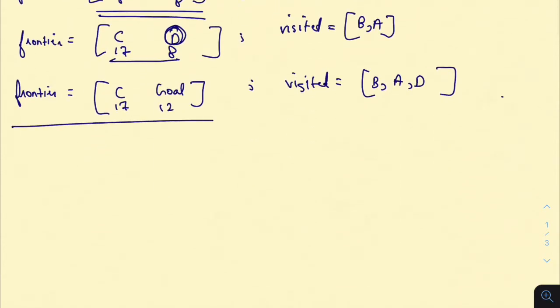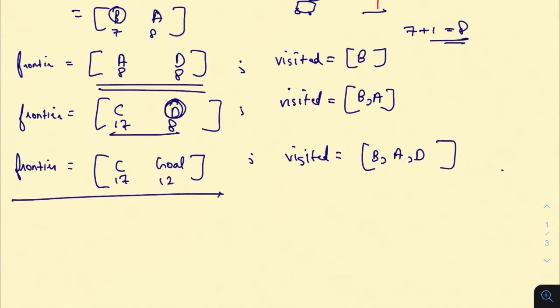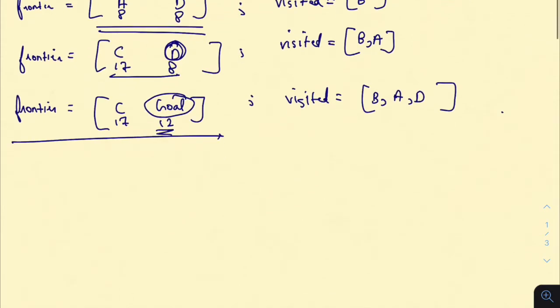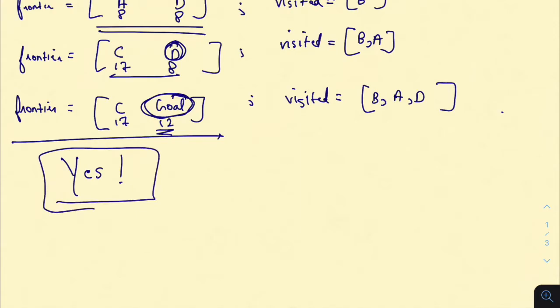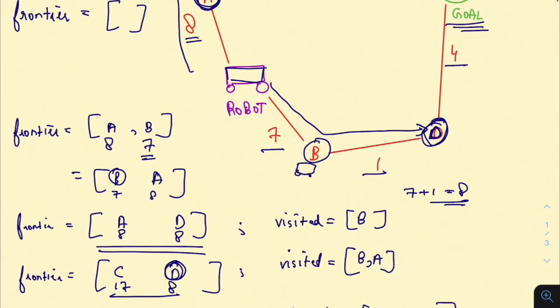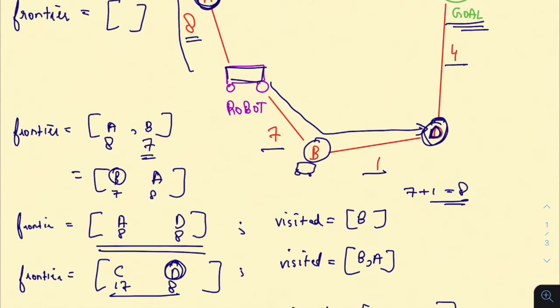Now I again begin with the frontier and I see which node has the lowest cost. So now the goal node has the lowest cost of 12, and I check if this node is the goal, and the answer is yes, it is the goal. And since it is the goal, I declare that I have reached the goal and there's no need for expansion. So this is the optimal path for the robot to take.